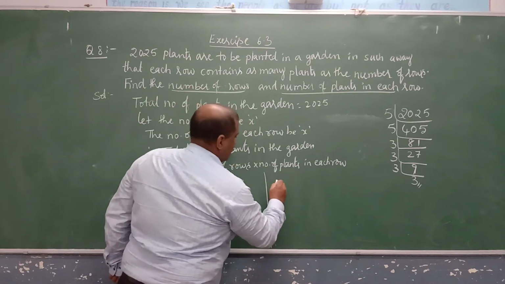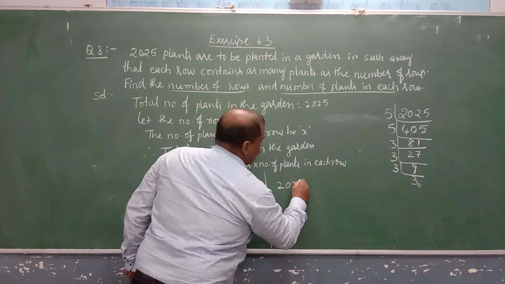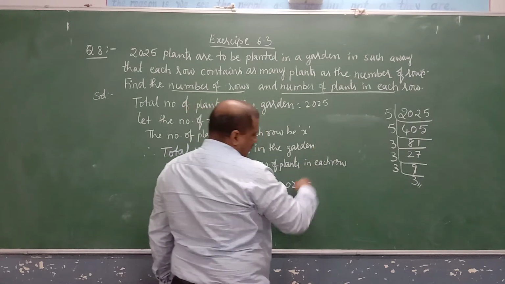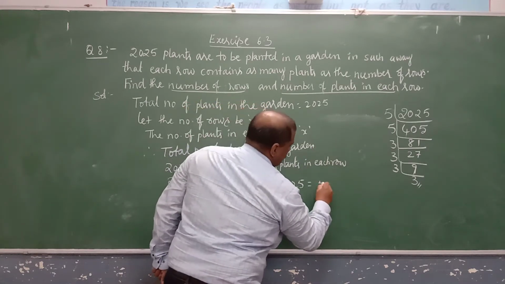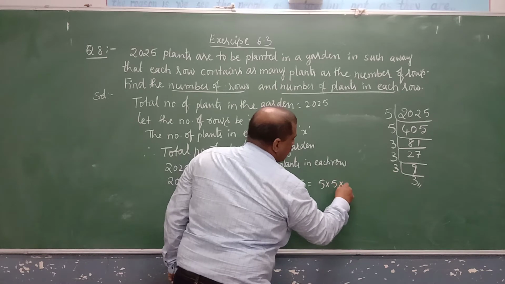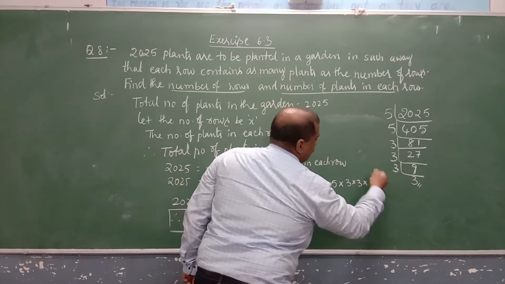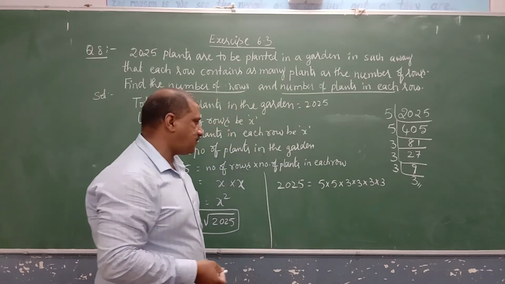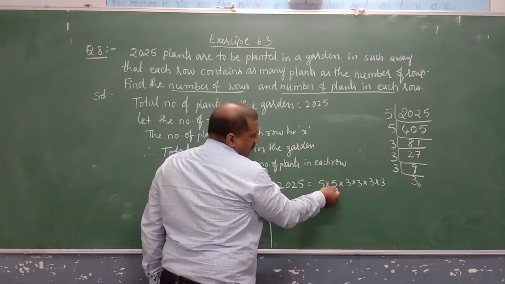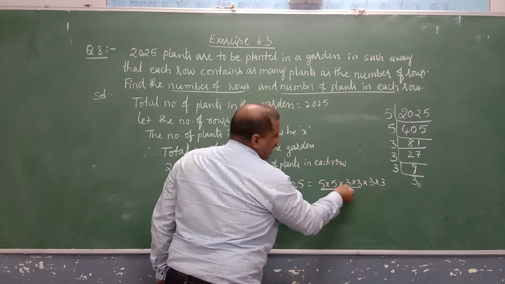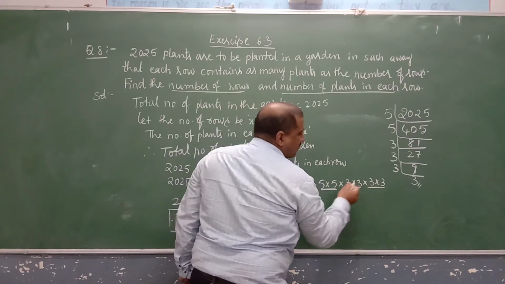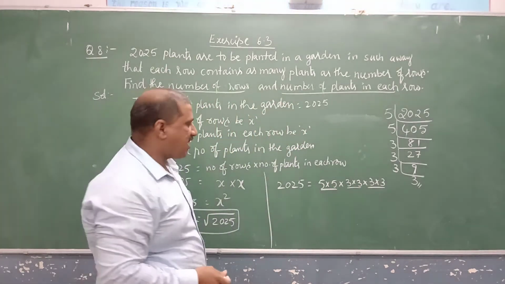Now, the prime factors of 2025 are 5 into 5 into 3 into 3 into 3 into 3. If you observe the prime factors of 2025, 5 into 5 is one pair, 3 into 3 is another pair, and again the last pair 3 into 3. We have 3 pairs of prime factors.